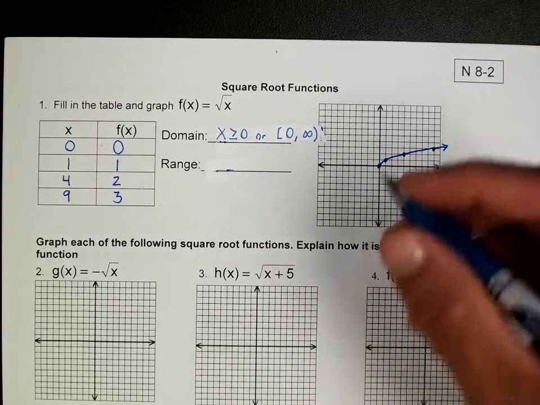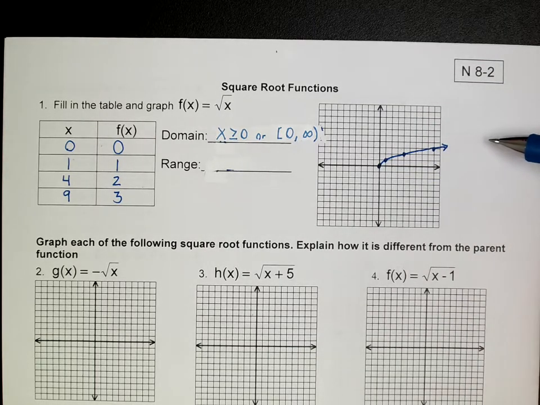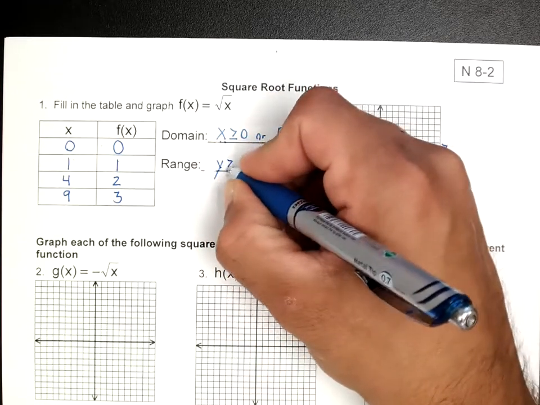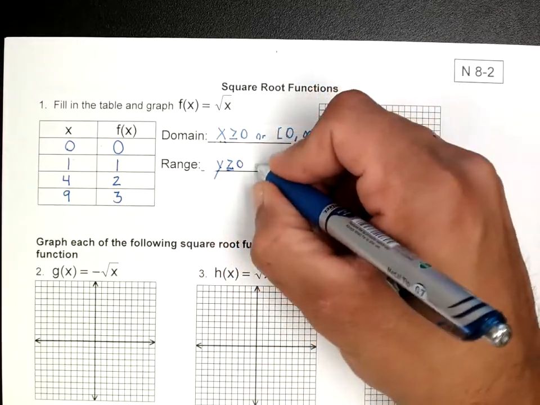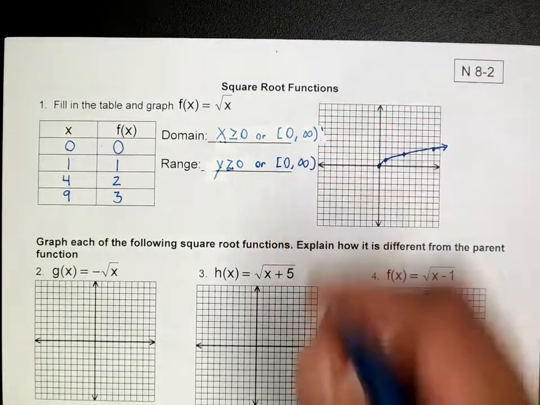Right, the range is going to be the same thing. I start here, and now as this graph keeps going to the right, it keeps going up forever. So this one's going to be y is greater than or equal to 0 for the range, or you can write that as between 0 and positive infinity also.